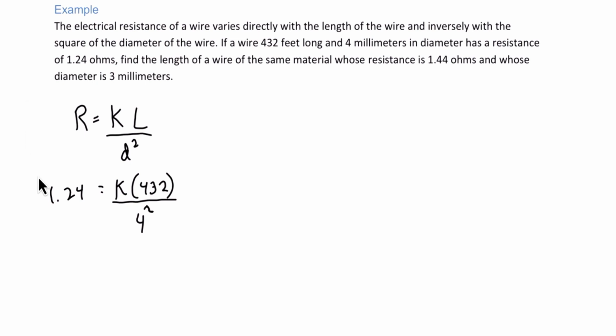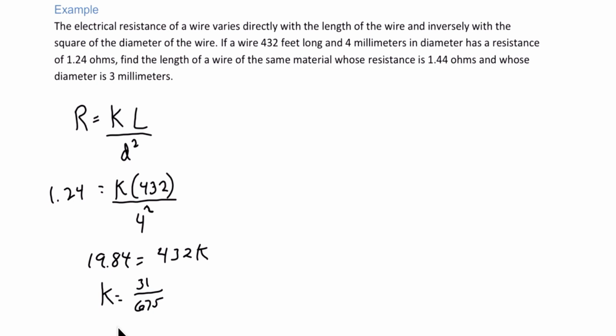Cross multiply, we get 1.24 times 16, that is 19.84. That's equal to 432K. Divide both sides by 432, and we get 31 over 675. If your calculator gives you a decimal here, make sure you convert that decimal to a fraction.